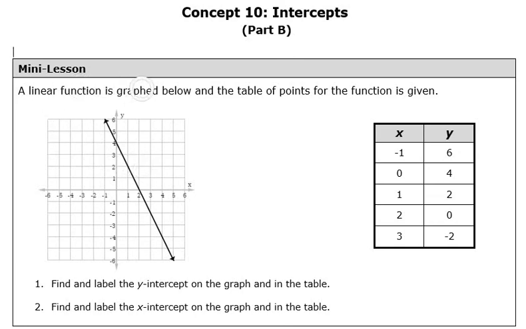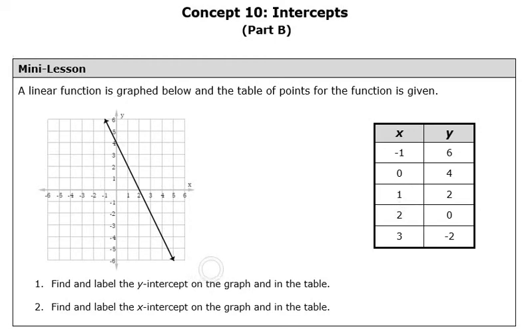A linear function is graphed below, and the table of points for the function is given. So basically, this table and that graph are describing the same thing. The points on this table are the same as the points on the graph. We're being asked to find and label the y-intercept on the graph and on the table.